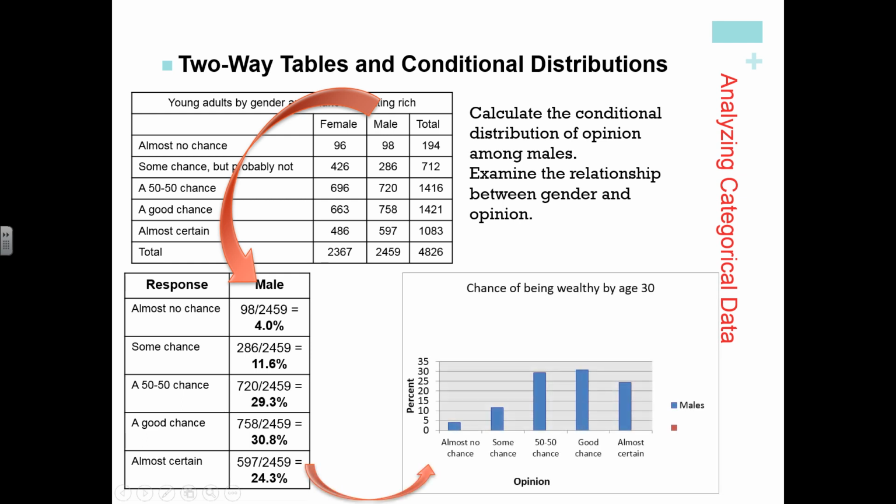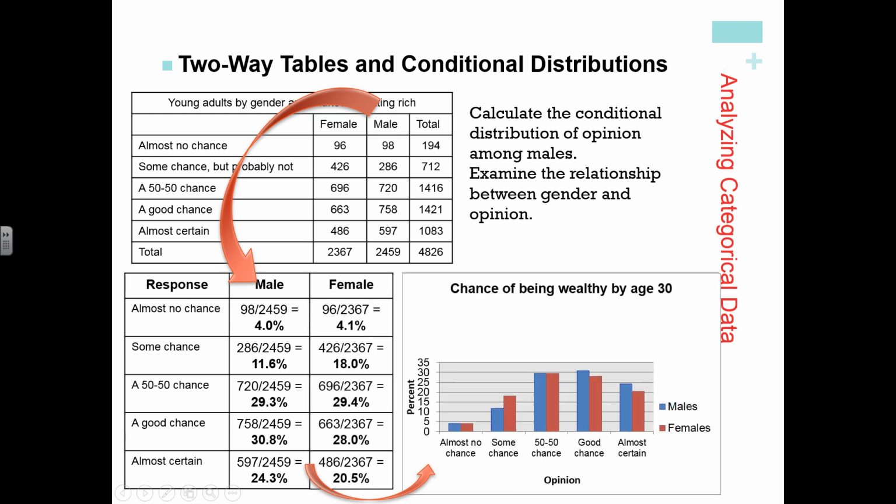From there, I would create my bar graph to see the males' opinions of their chance of getting rich. Now, once I do the males, if I want to analyze or compare gender, males and females, I would then do the same thing for the females. So I would do 96 divided by 2,367, 426 divided by 2,367 to get my percents for my females, and I would add it to my graph. This is what we call a side-by-side bar graph.